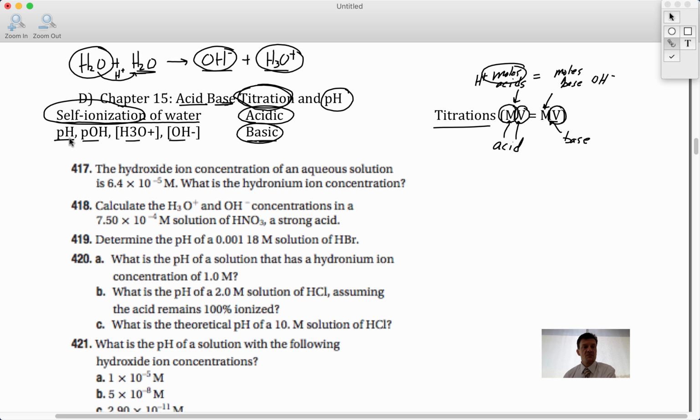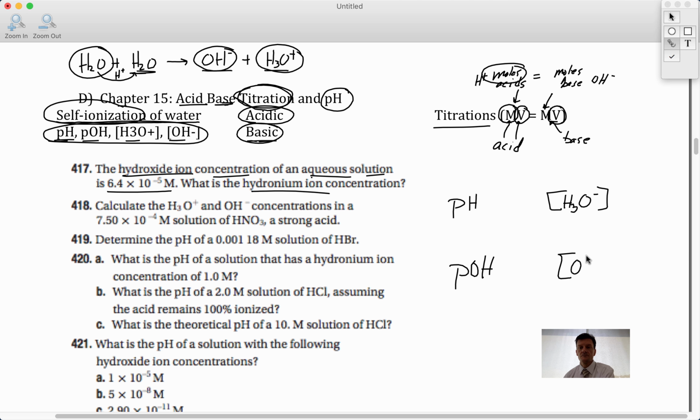Let's go back and look at some of these problems here. Most of these are going to be dealing with concentrations and pH and pOH. The hydroxide ion concentration of an aqueous solution is this. What is hydronium ion concentration? Let me just remind us how we can move from one of these to any of the other three. Okay? Given any one of these, you should be able to move to all the other three.